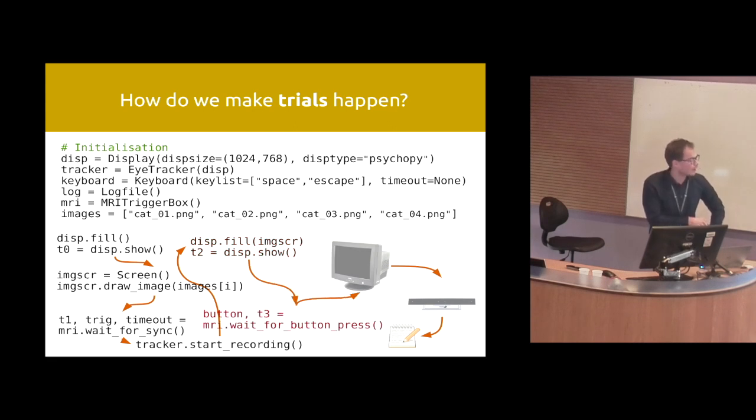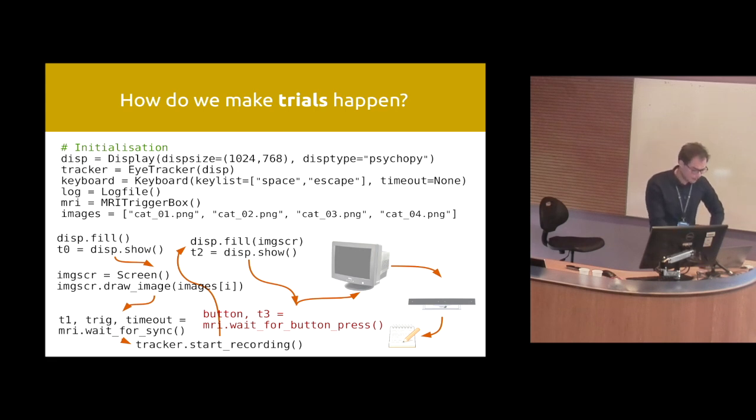After that, I'm going to ask my MRI trigger box to wait for a button press, which literally does that. It waits until a button is pressed on the button box in the MRI. It gives me back the name of that button, and it gives me back a timestamp of when the button was pressed.